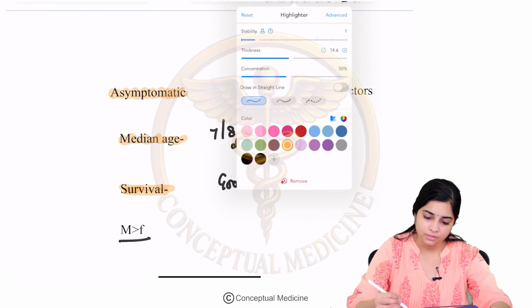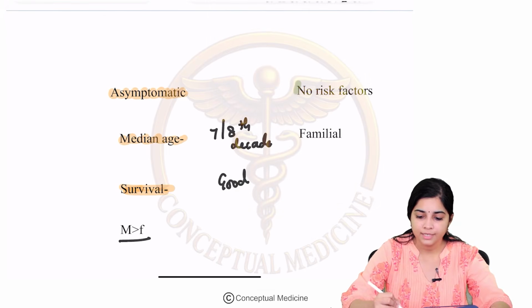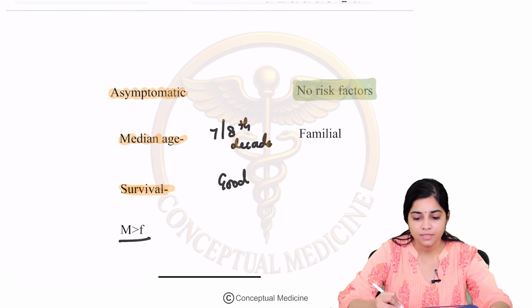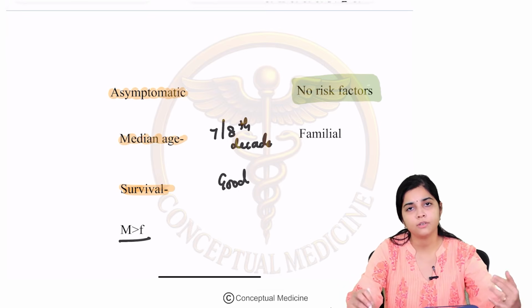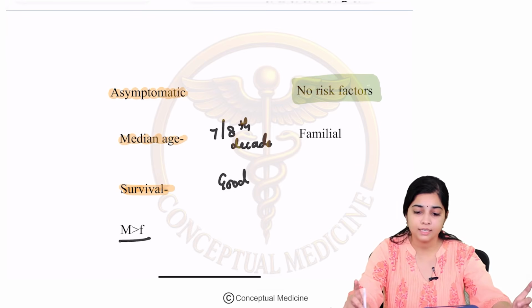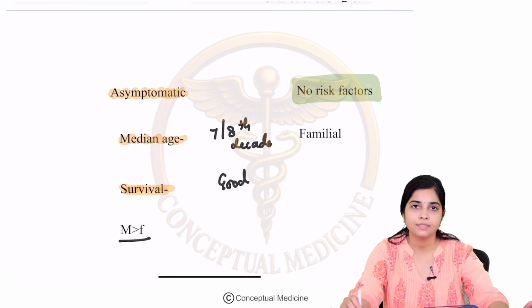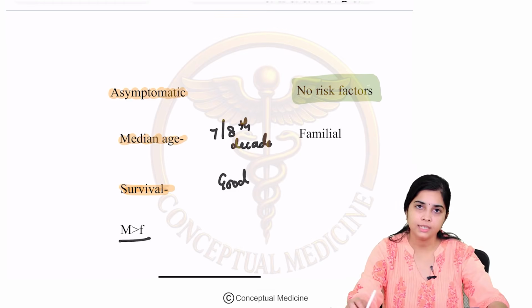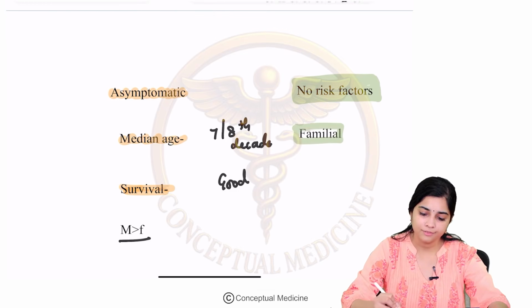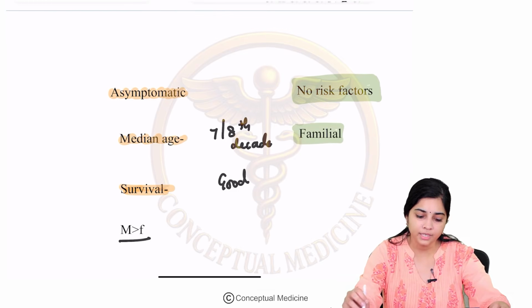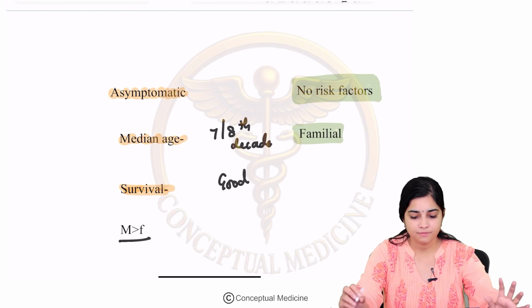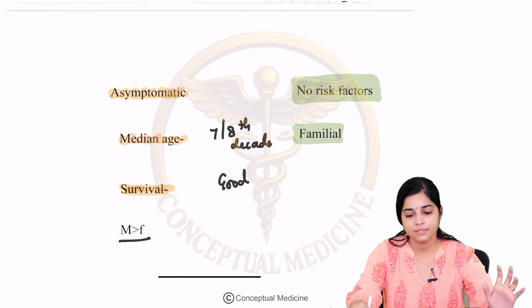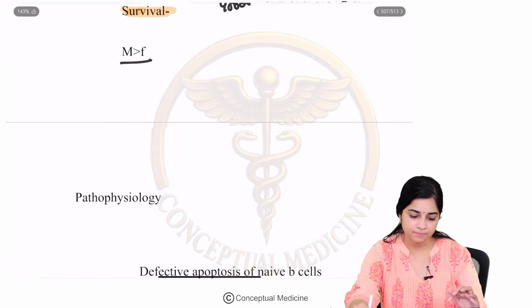Another odd feature that you can remember here is that there have been no risk factors identified. We found that in CML, radiation is considered to be a risk factor. In AML, you found a lot of genetic mutations, but in CLL, there is no evidence of any risk factors for developing a CLL, and most of them usually have familial predisposition. Okay, so most of them are asymptomatic, survival is good, they do not have any risk factors, and familial is the most often cause. Fine.